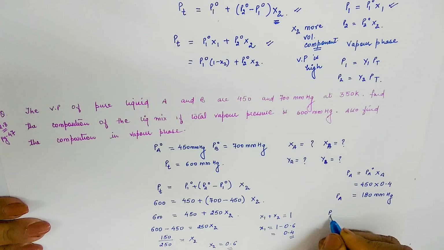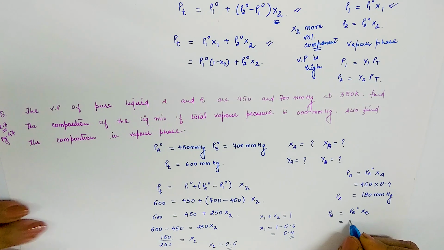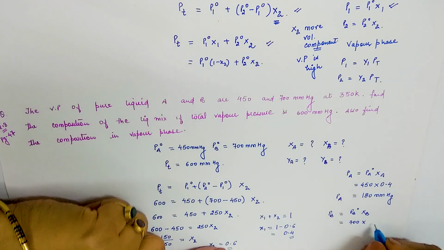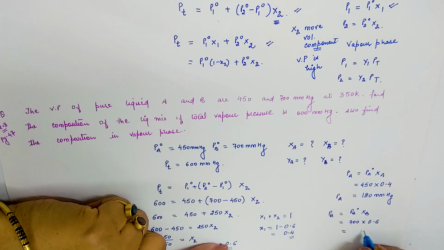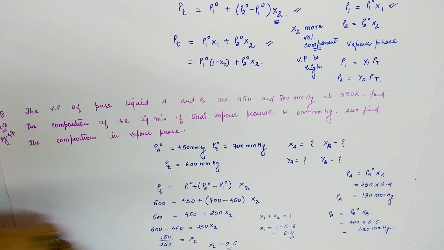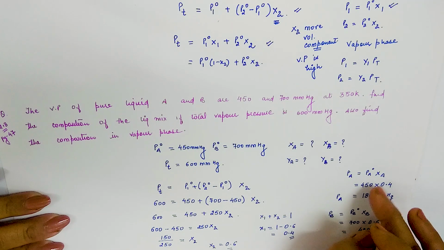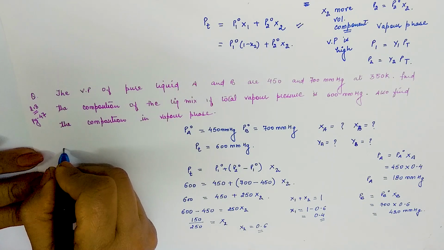Now for the PB, it is what? PB naught into XB. Now what is my PB naught in the question? 700. And what is my X2 or XB? It is 0.6. So when I solve it out, it comes out to be 420 mmHg. Now I have my PA, PB value, and I also have the XA and XB value. Now I'll solve it out here.